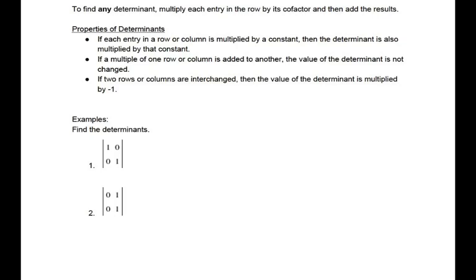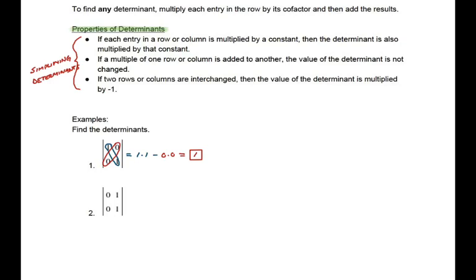So let's actually start computing some determinants for 2x2s. These properties really won't come into play, but they definitely will for 3x3s or larger matrices. So for the first example, we're going to compute the determinant of a 2x2 matrix. So the determinant will be A times D minus B times C. So in this case, A times D is 1 times 1, minus B times C, which is 0 times 0. So I get 1 minus 0, or 1.